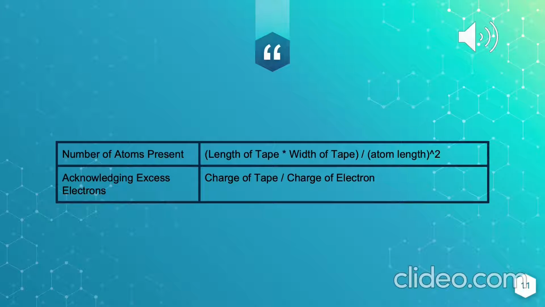However, in order to find the magnitude of the forces and excess electrons, I needed to find the number of atoms present on the tape, which you can see as the equation to the right. I also needed to calculate excess electrons by dividing the charge of the tape by the charge of each electron.